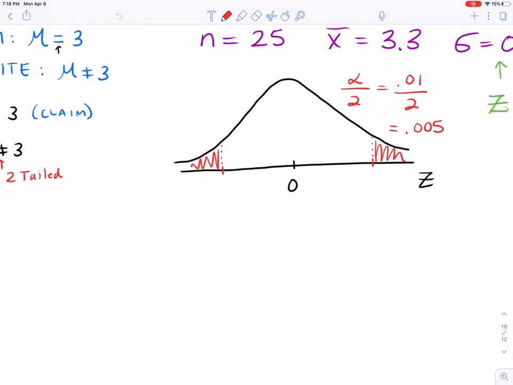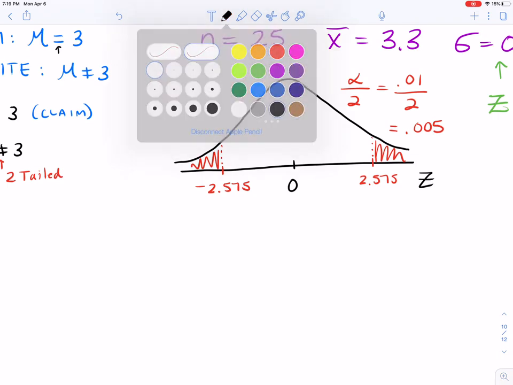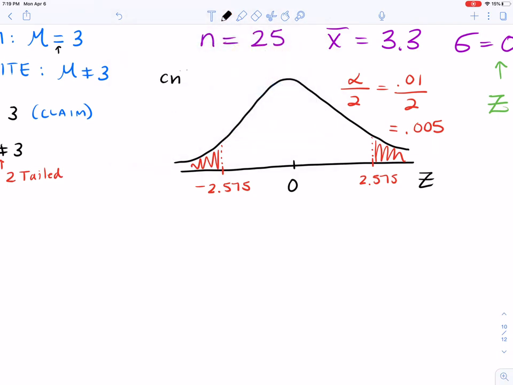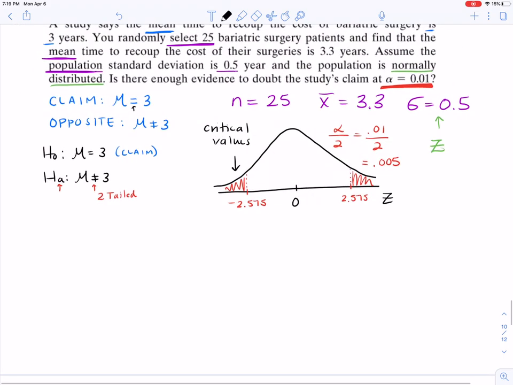Now again, because this is a two-tailed test, I know I'm going to have both a negative and a positive critical value. All right, and so again, just pay close attention when you're going through the homework. Make sure that you're putting these in the right spots. So what we just did here is we found the critical values and we shaded the rejection region.